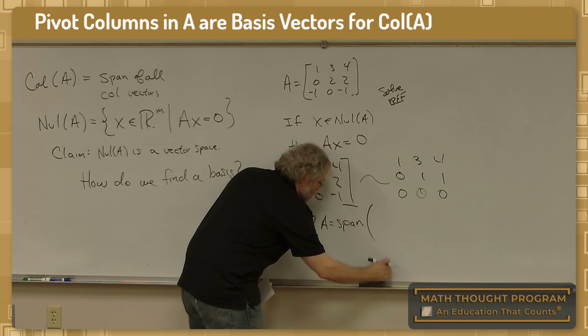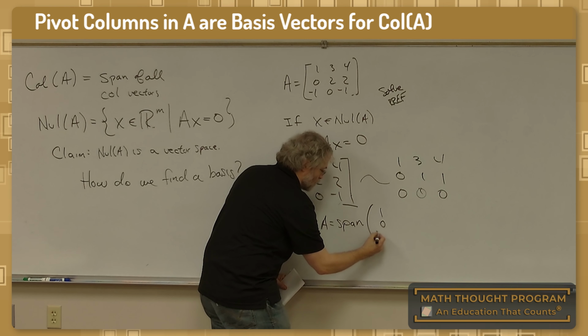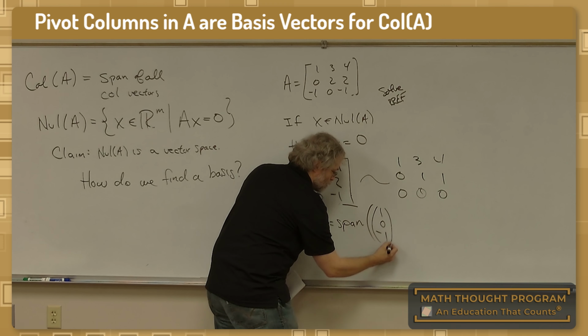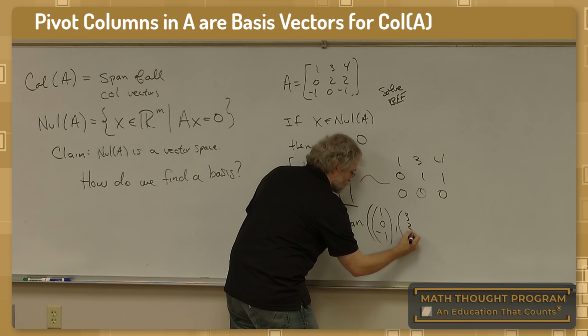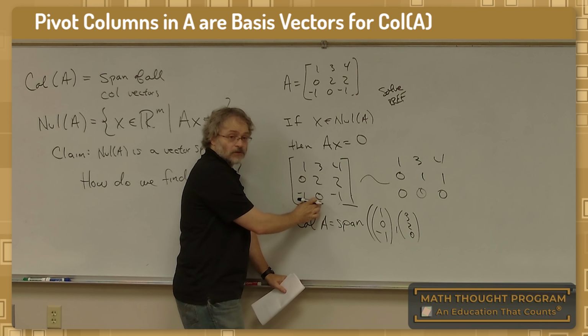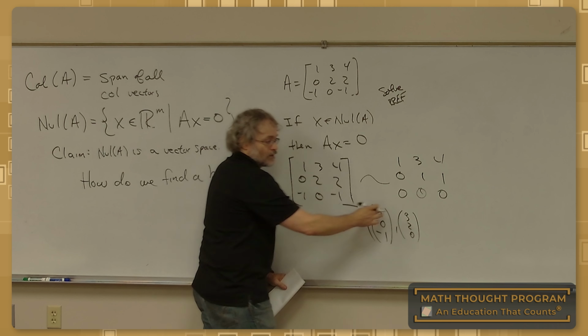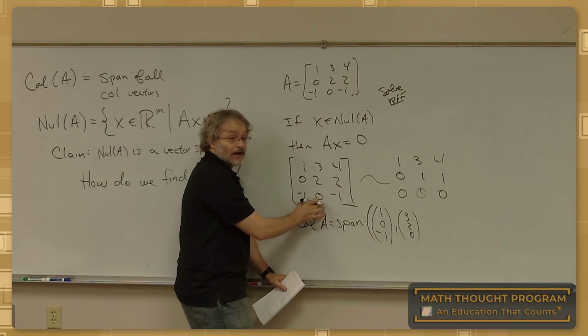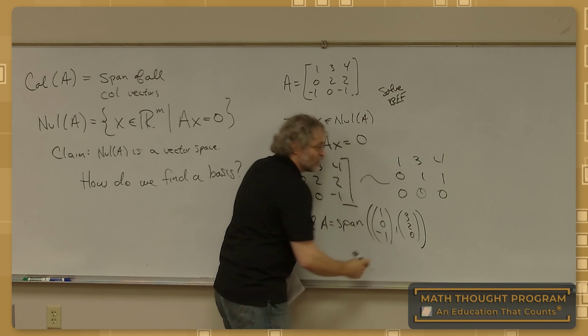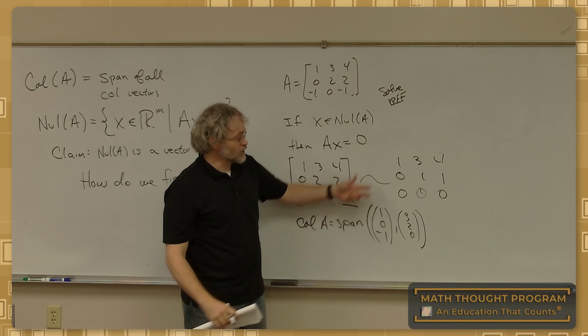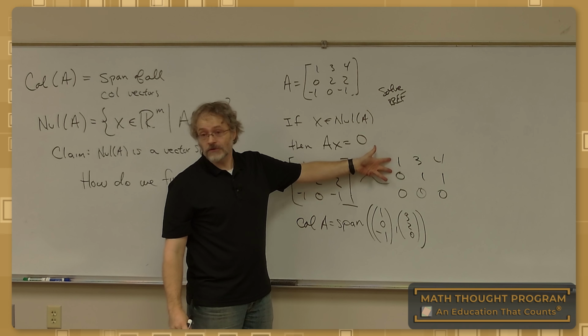I would say the span is going to correspond to (1, 0, -1) and (3, 2, 0). Pick those two vectors again. Take it, trace it back. And if I want to figure out the row space, it would be those two vectors.